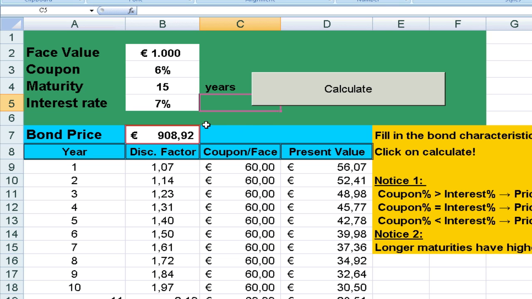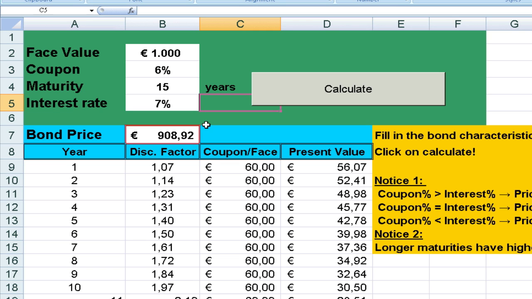We just calculate. We see the price drop. And the economic justification would be, okay, because the coupon and the face value are fixed, and new bond issues with the same risk profile as this bond pay 7%, to make this still attractive to investors, we should lower the price. So the price of the bond is now a little above 900 euros.